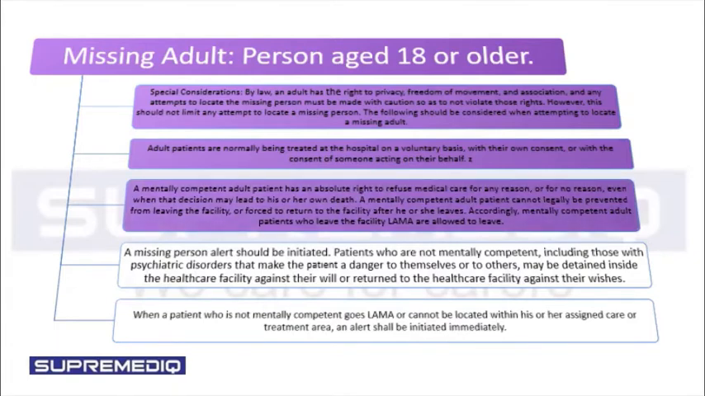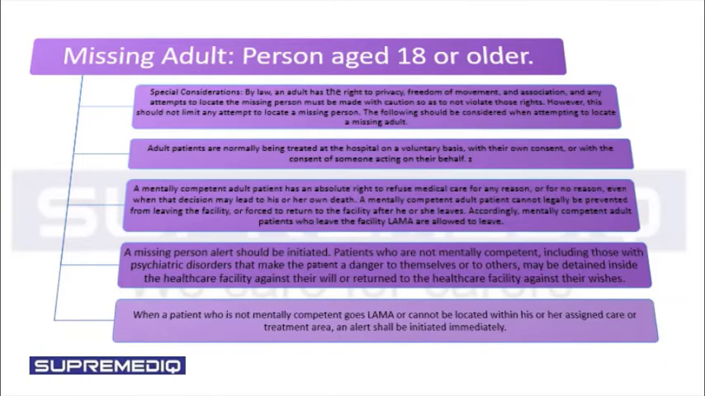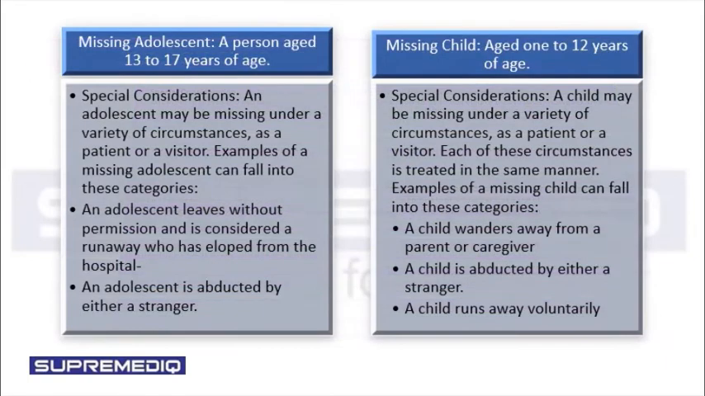Accordingly, mentally competent adult patients who leave the facility AMA are allowed to leave. A missing person alert should be initiated. Patients who are not mentally competent, including those with psychiatric disorders that make the patient a danger to themselves or to others, may be detained inside the healthcare facility against their will or returned to the healthcare facility against their wishes. When a patient who is not mentally competent goes AMA or cannot be located within his or her assigned care or treatment area, an alert shall be initiated immediately.